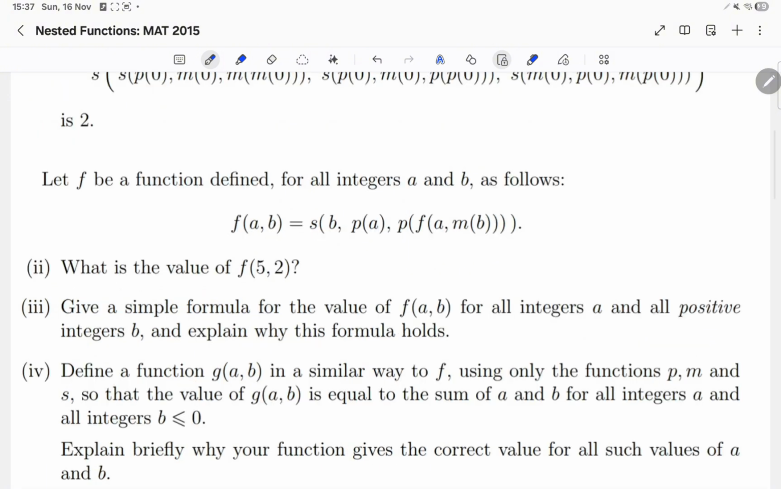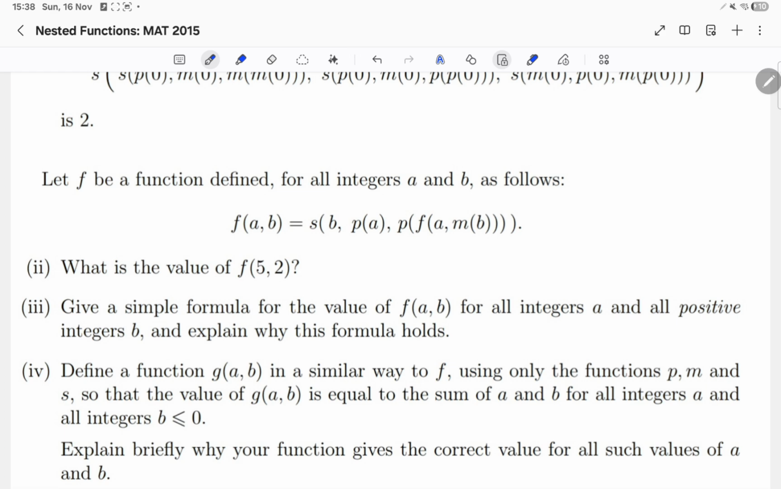Part 2. Let f be a function defined for all integers a and b as follows. F of a, b is equal to s of b, p of a, p of f of a, m of b. What is the value of f of 5, 2? Part 3. Give a simple formula for the value of f of a, b for all integers a and all positive integers b, and explain why this formula holds.